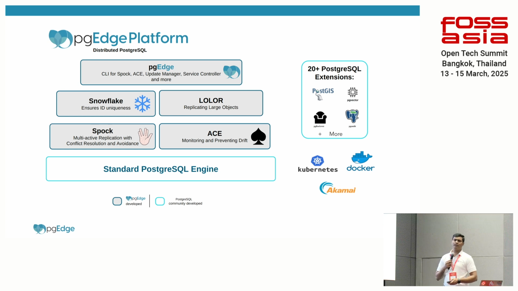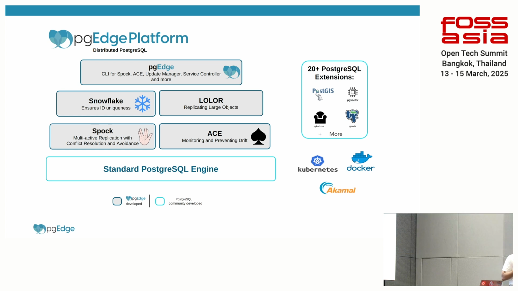Now take a look at this, and then LOLOR. LOLOR is another extension where you have the capability of replicating the large objects that are part and parcel of Postgres, right? Large objects have been available in Postgres for a very, very long time. In the native logical replication, we cannot replicate the large objects.